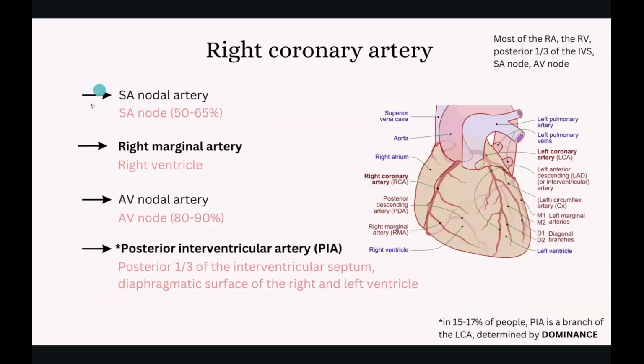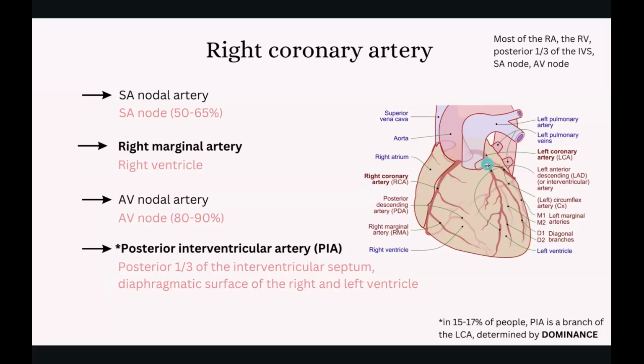First of all, we have the SA nodal artery. So again, here's the right coronary artery. It's going to give off branches to the SA node. You don't really need to identify them, just know that it supplies the SA node, and it's only in 50 to 65% of people. So it can also be supplied by the left coronary artery, which, if you want to make sense of that, both the right coronary and the left coronary are here at the top, which is the general area of the SA node.